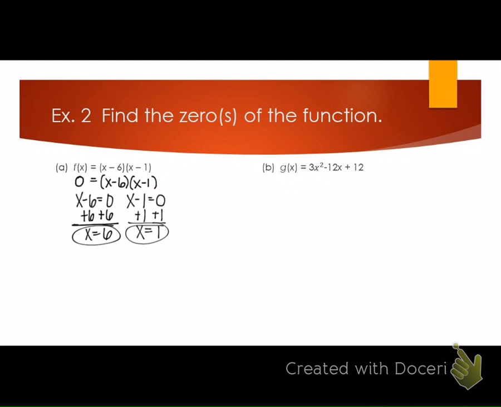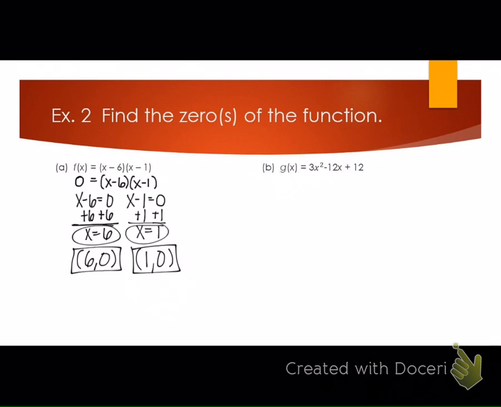An ordered pair. These are points, right? These are x-intercepts. They're points. So what is the ordered pair going to be for x equals 6? (6, 0), and that's what I'm going to box in. And for x equals 1? (1, 0). Good. So the only extra thing we're going to do, we're going to make sure our final answer is an ordered pair. All right, let's look at letter B.